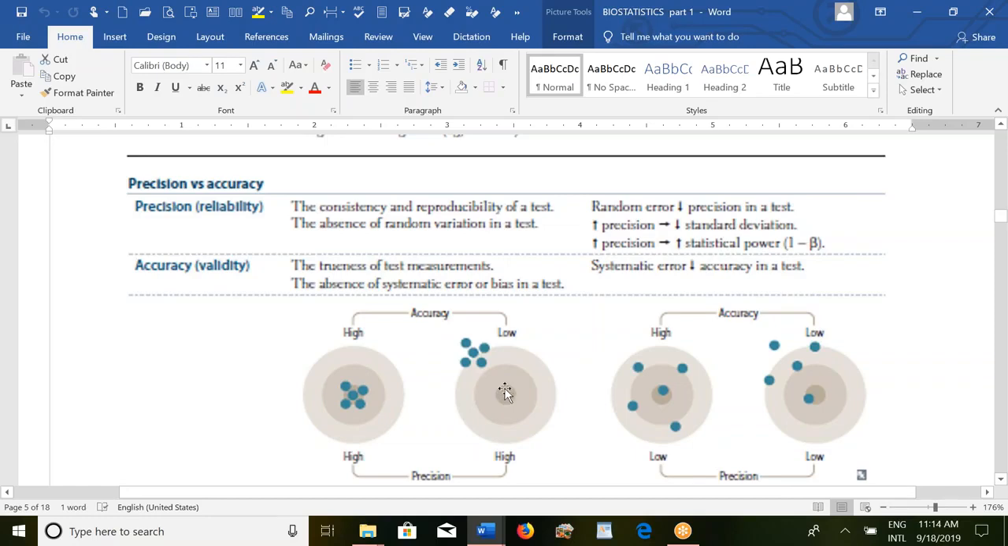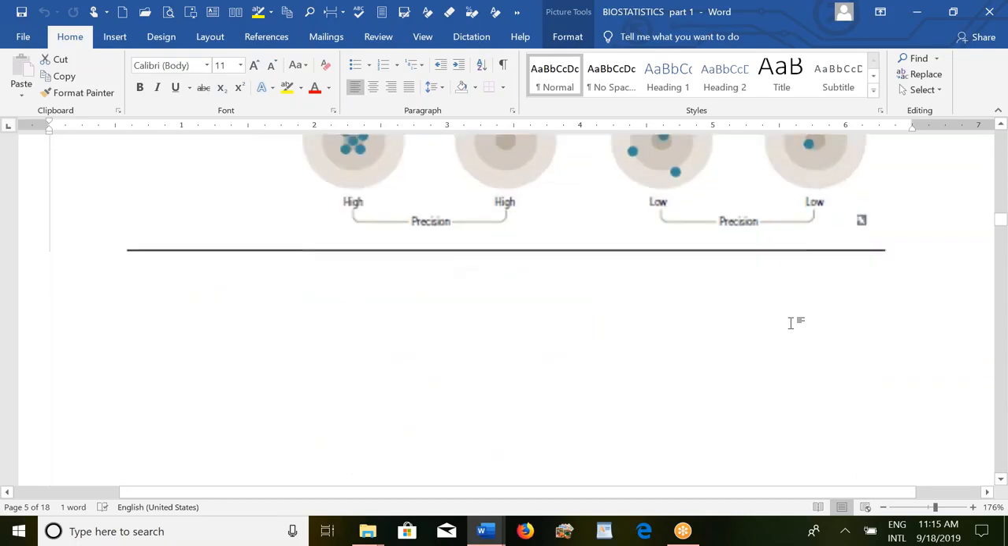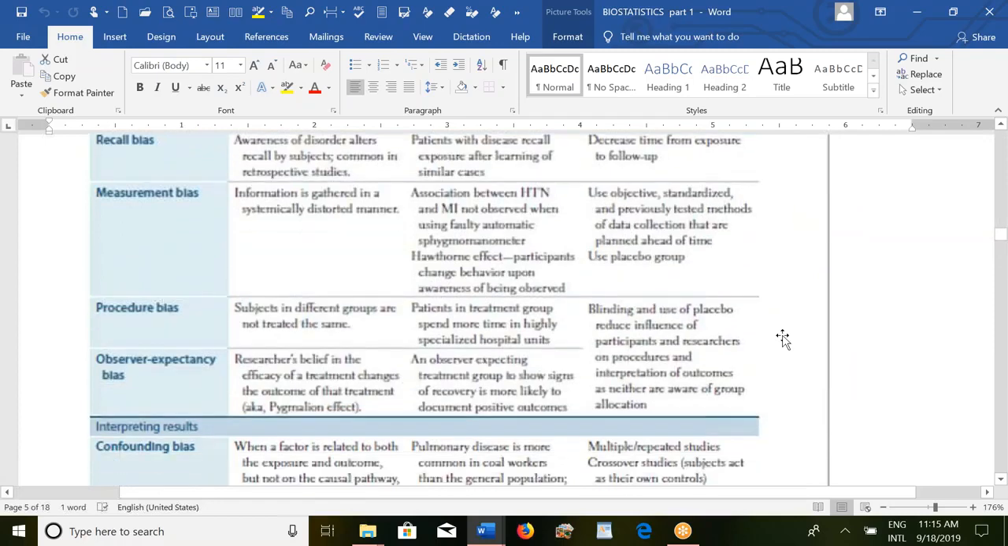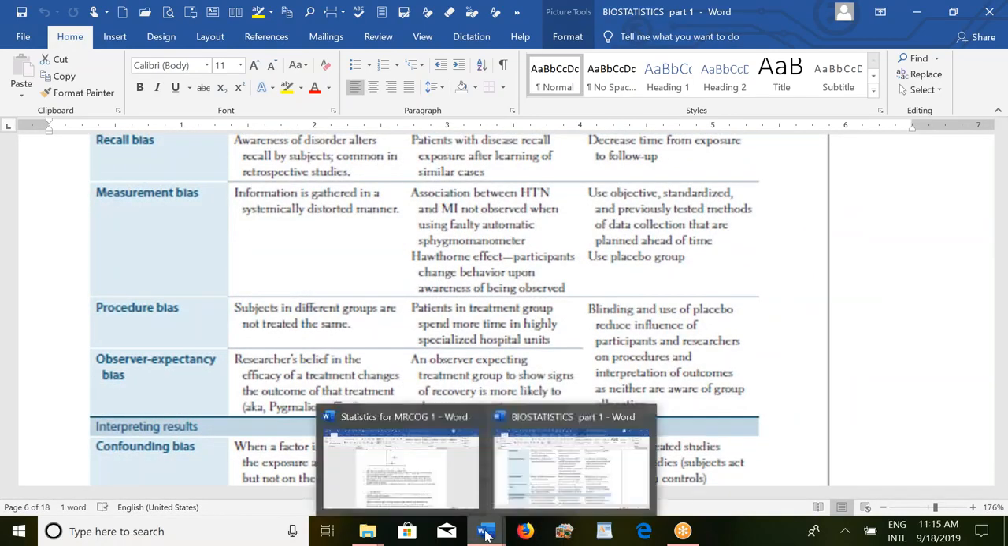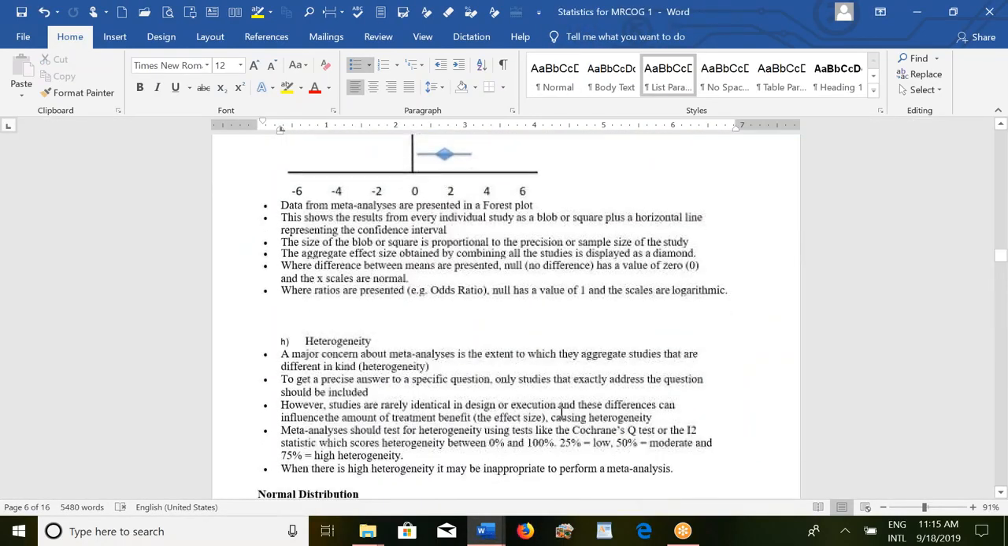Is it clear now? And the benefit is that if the results are highly precise, it means less standard deviation. And high precision also means high statistical power. And the systematic error is low; if there is systematic error, it will decrease the accuracy of the test. So basically they will ask you about different types of studies, how do you interpret them.